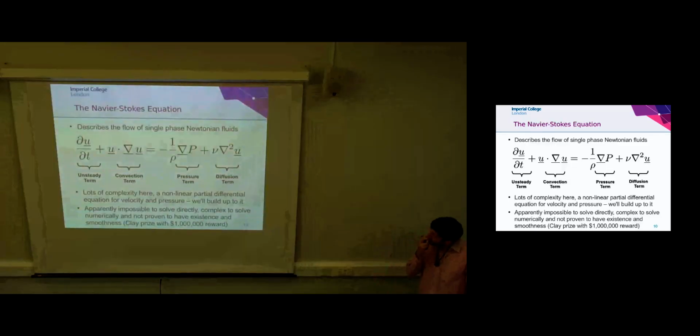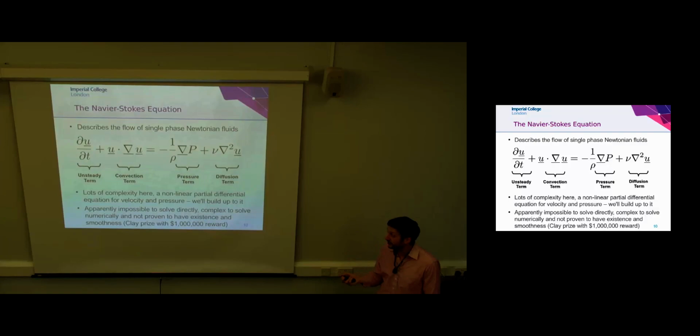Okay, so the key equation, and we won't get to the full complexity of this, we're going to look at just this last term by the end of today, is the Navier-Stokes equation. So this isn't the full picture. It's valid for single phase flows and Newtonian fluids, and I'll cover next week what that actually means, but briefly it describes effectively the flow of a fluid in the same way that Newton's law works.